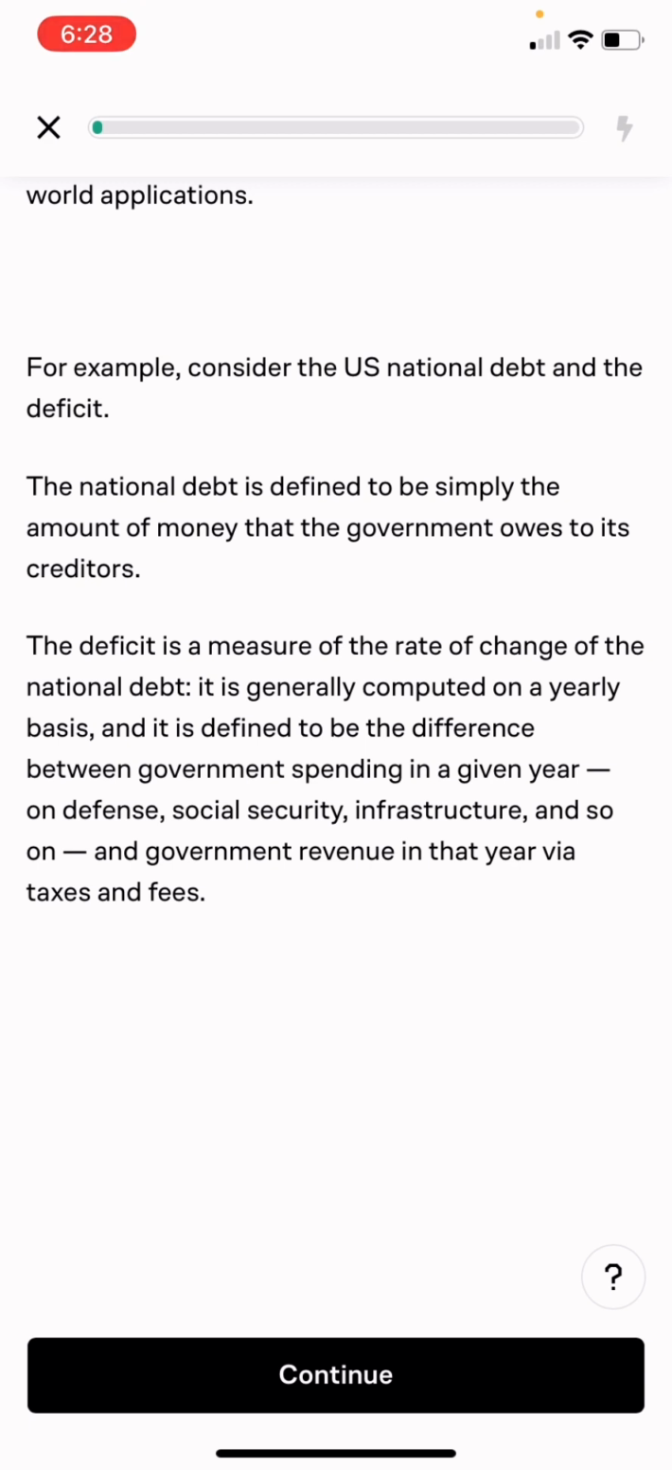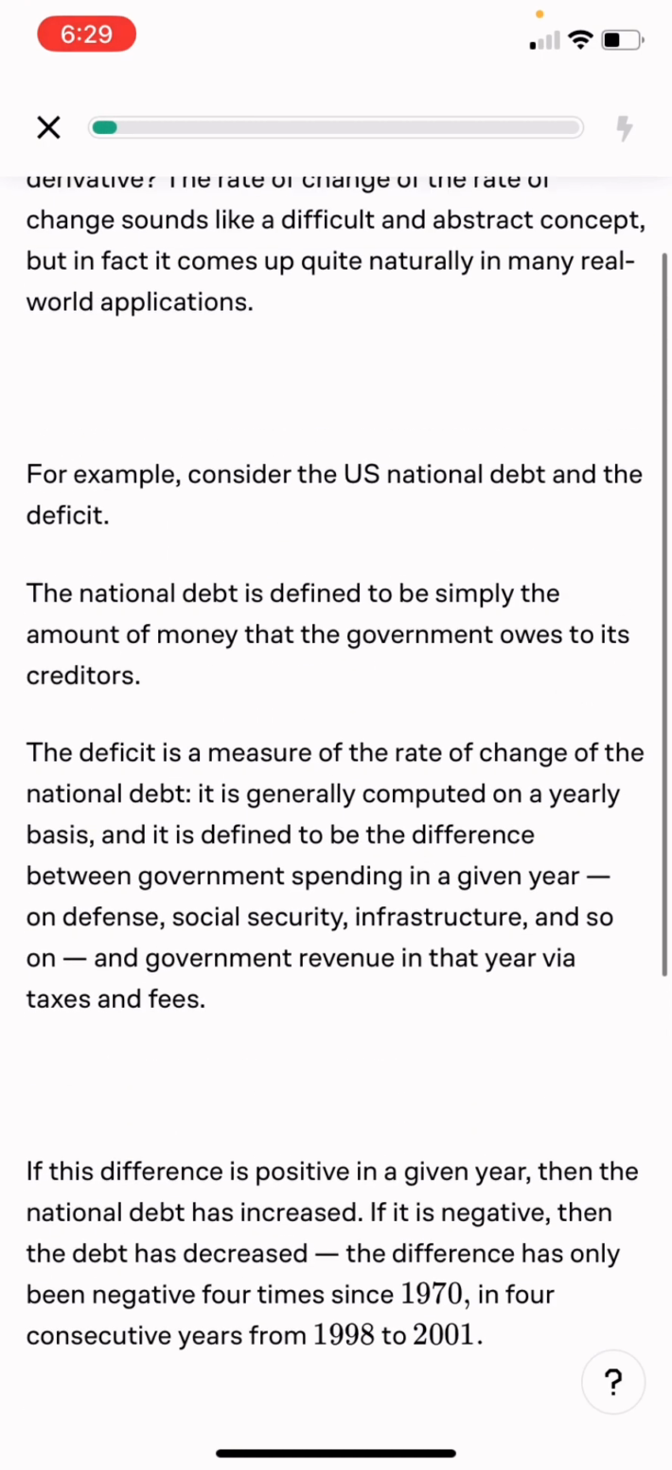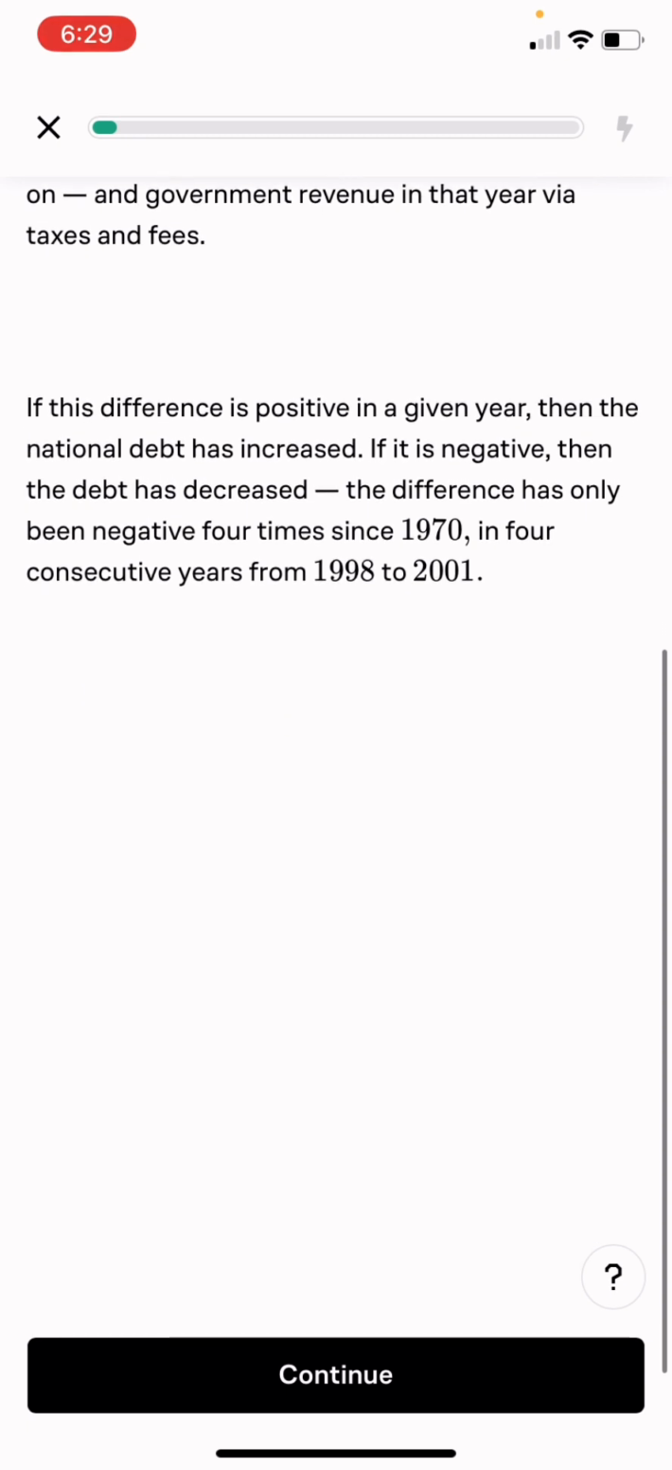The national debt is defined to be simply the amount of money that the government owes to its creditors. The deficit is the measure of the rate of change of the national debt. It is generally computed on a yearly basis and is defined to be the difference between government spending in a given year on defense, social security, infrastructure, and so on, and government revenue in the year via taxes and fees. So it's just calculating how much they spend, how much money they make. If this difference is positive in a given year, then the national debt has increased. If it is negative, then the debt has decreased.